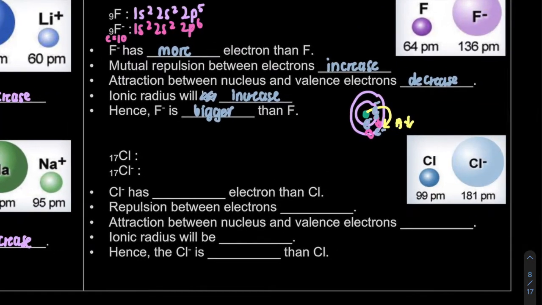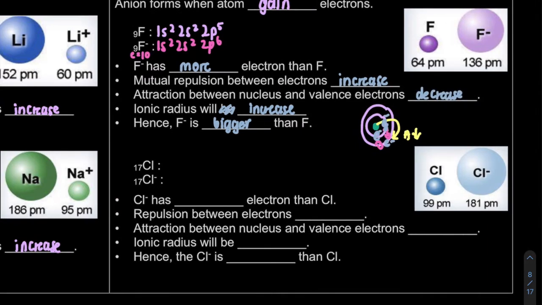Okay, so the last one we look at is the case of chlorine. Chlorine's electronic configuration is 1s2, 2s2, 2p6, 3s2, 3p5. For chlorine minus, the electron is no longer 17 because it has gained one electron. The electron count is 18, so it is 1s2, 2s2, 2p6, 3s2, 3p6.